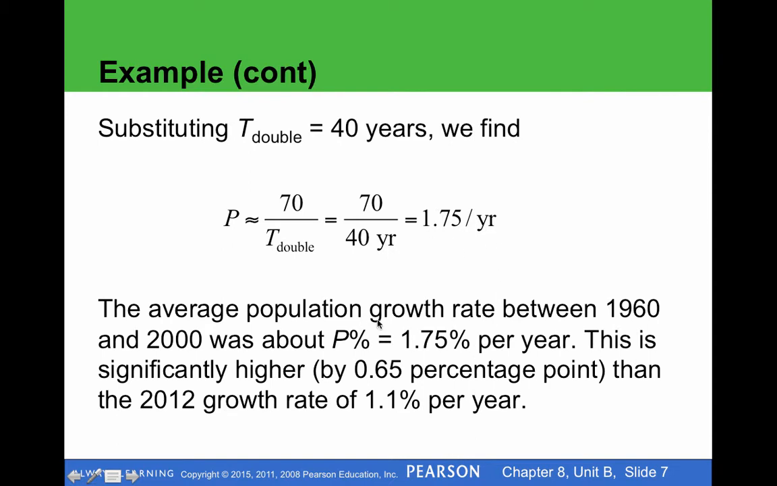So the average population growth rate between 1960 and 2000, since it was taking 40 years to double, we took 70 divided by 40, and got 1.75 growth percent per year.